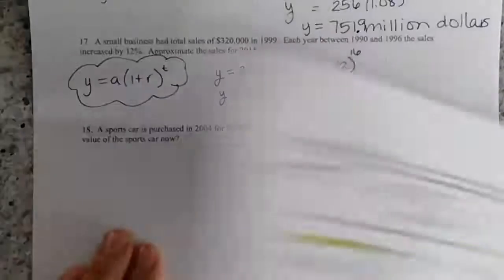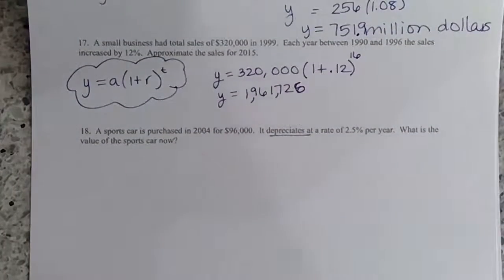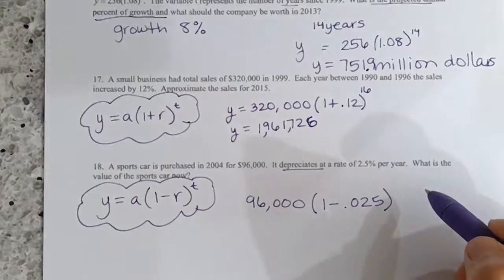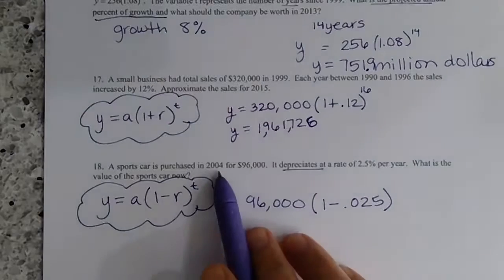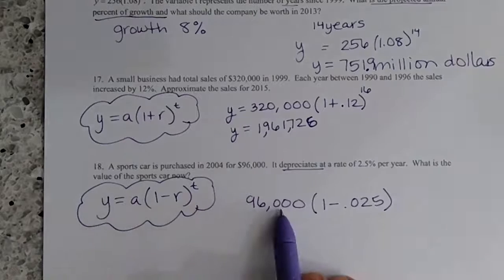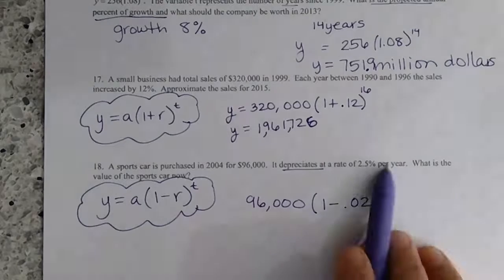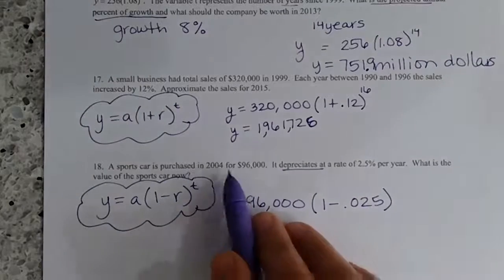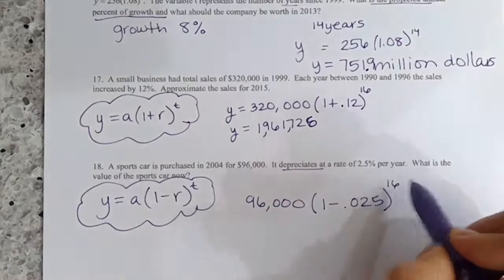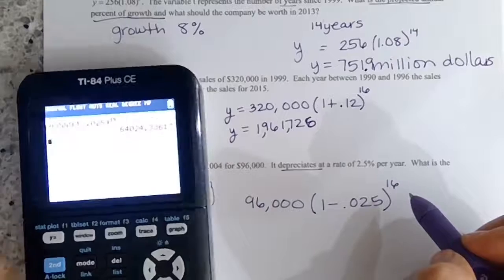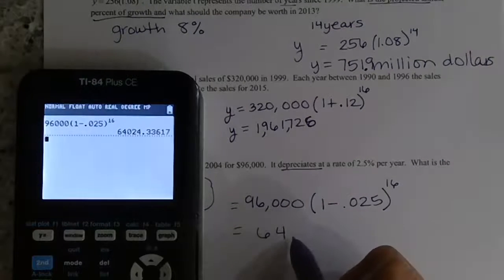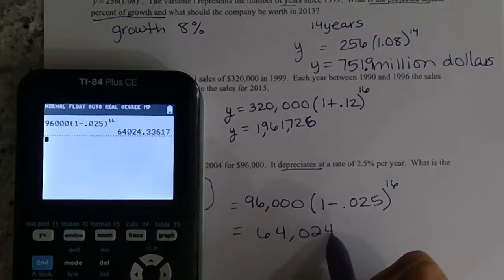I'm going to write down the equations and set it up. So from 2004, this was our beginning money, the interest rate, depreciation, so it's losing value. 2004 to 2020 is 16 years. Plug that into my calculator, and I get about 64,000 is what the car is worth.